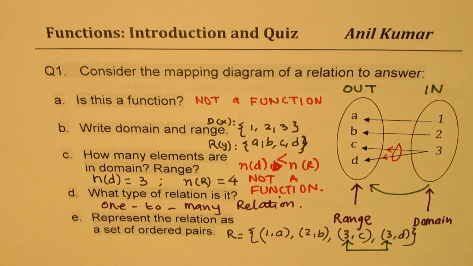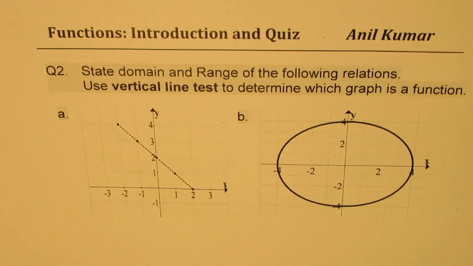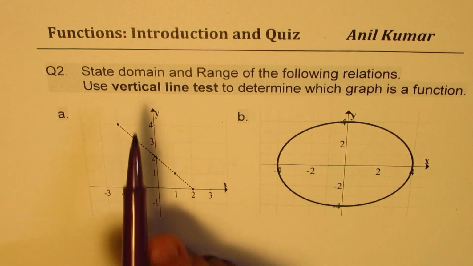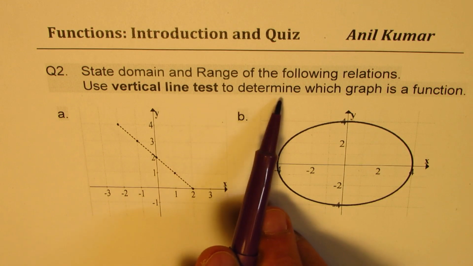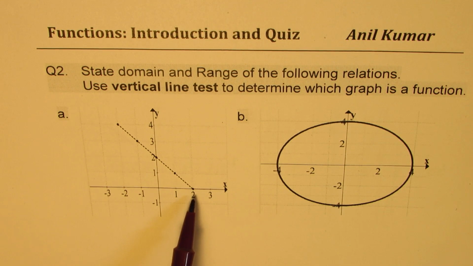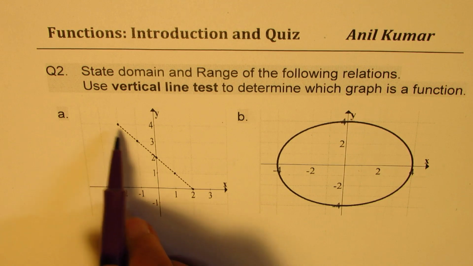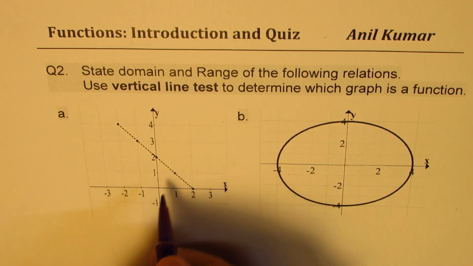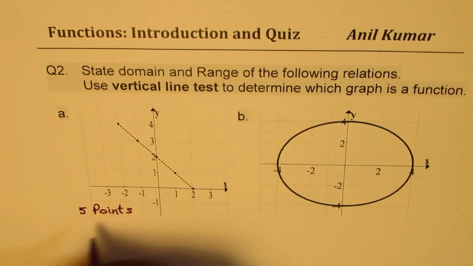So I hope that clears many doubts about functions, and that's a very good example to start with. Now let's take the second quiz question. Question number 2 will have different graphs. State the domain and range of the following relations. Use the vertical line test to determine which graph is a function. Now here we have given a segment, kind of. Basically, we are only identifying these 5 points, right? So we have 5 points here, to be very clear with you, and a dotted line segment.